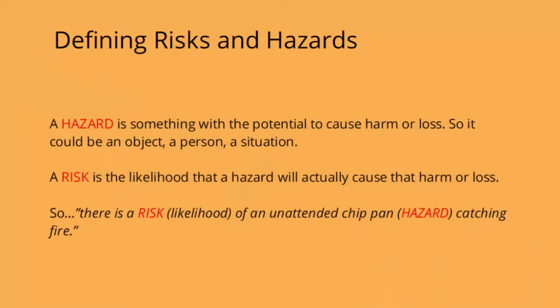Defining risks and hazards. A hazard is something with the potential to cause harm or loss, so it could be an object, a person, or a situation. A risk is the likelihood that a hazard will actually cause that harm or loss. So, for instance, there is a risk, likelihood, of an unattended chip pan, the hazard, catching fire.